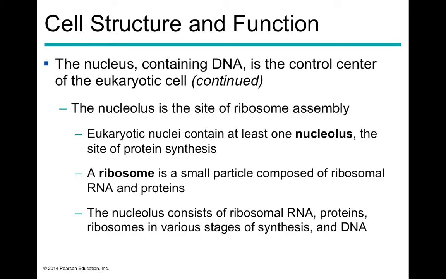Again, inside the nucleus, we have another specialized region called the nucleolus, and it's often glossed over, but it's very important because it's where ribosomes are made, and ribosomes are very important because ribosomes direct protein synthesis, right? So inside the nucleolus, we're going to be making ribosomal RNA and then different proteins that are going to help create and assist with that. Ribosomes that are in various stages of synthesis, so different partially created ribosomes, and also DNA.